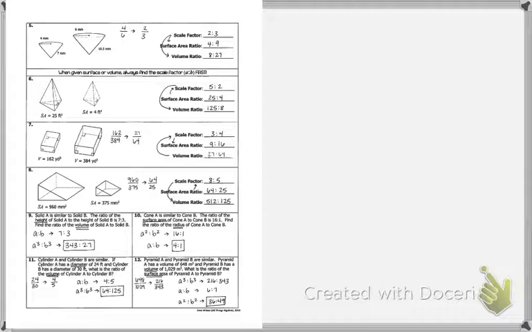You have 9, 10, 11, and 12. 9, 10, 11, and 12 are similar to the problem 6, 7, and 8. The only thing is they're using their words. Okay? And they're only asking you one thing. For number 9, they're asking you to get the volume ratio. Okay? And they give you the scale factor. This is for number 9.